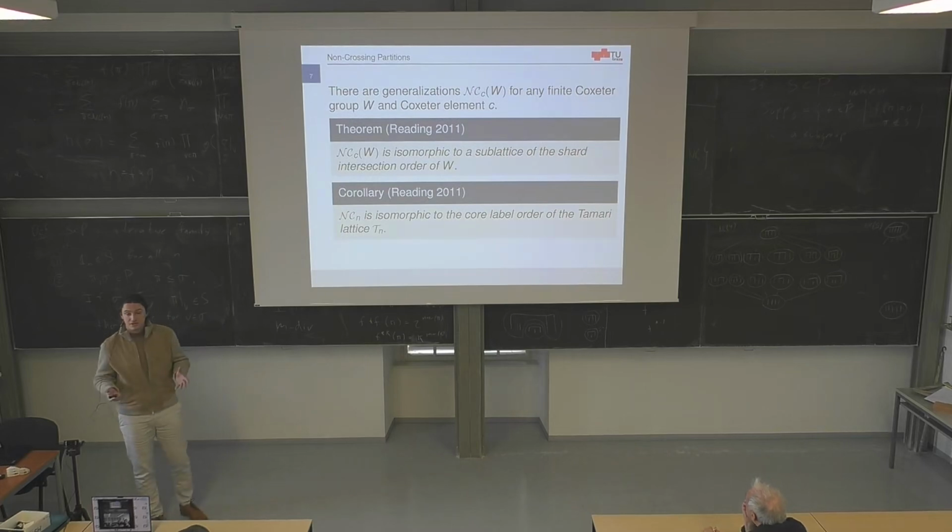Now we have seen a generalization of the lattice of non-crossing partitions for any Coxeter group and a Coxeter element c. And by Nathan Reading, we can study non-crossing partitions using core label order, because we know that the lattice of non-crossing partitions is isomorphic to the core label order of the Tamari lattice.